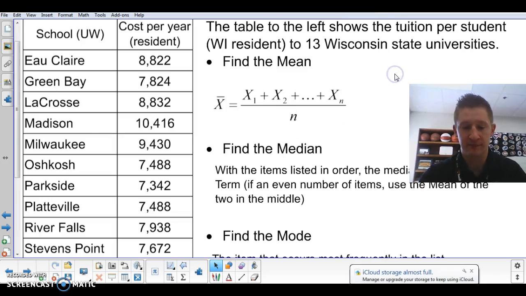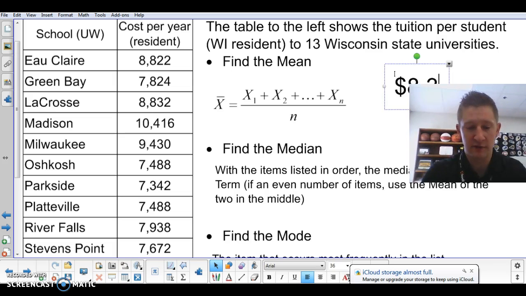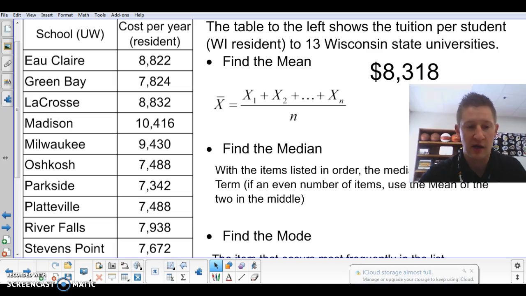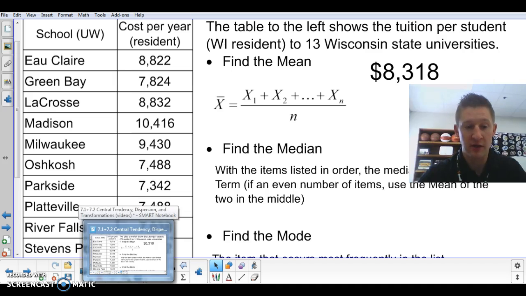We'll type that in here. So $8,318 per year, roughly. Not a bad deal. Colleges may be affordable. Next, we're going to find the median. Okay, median again is the middle number.